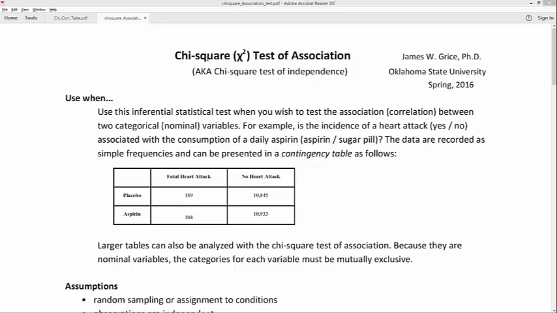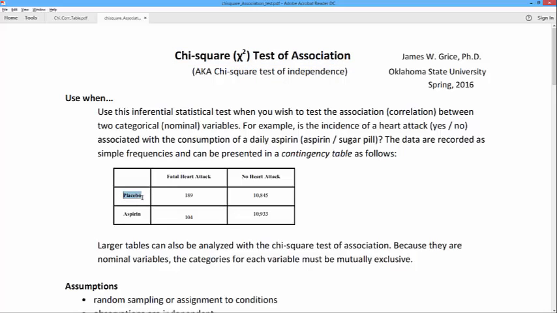Well, good day, students. So here we have our next statistical test, the chi-square test of association. We're going to use this test when we want to test the association or examine the relationship between two categorical variables. This is a very popular statistic in biomedical research, epidemiological research, and just straight medical research as well. You can see, for example, here we have a classic study done on aspirin consumption.